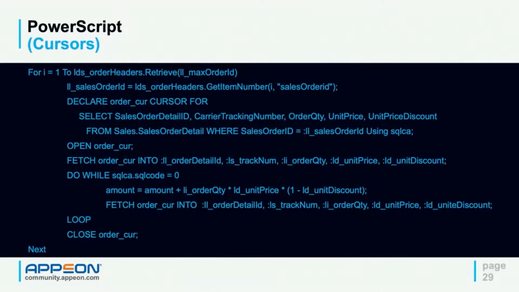So the PowerBuilder code is in its fundamental shape like this. A loop over the retrieved sale order headers, so the master data window. Per each order, a cursor is declared for subsequent selection of detailed order information.